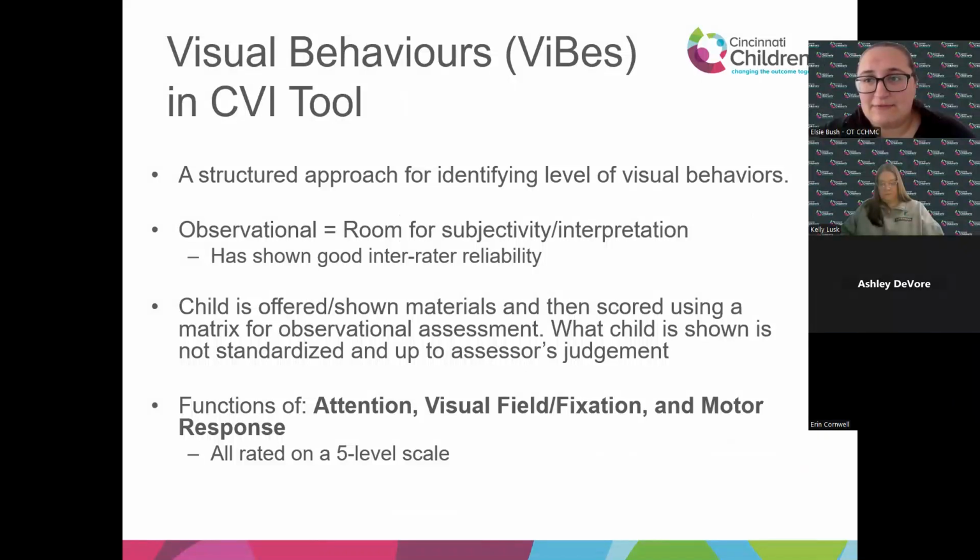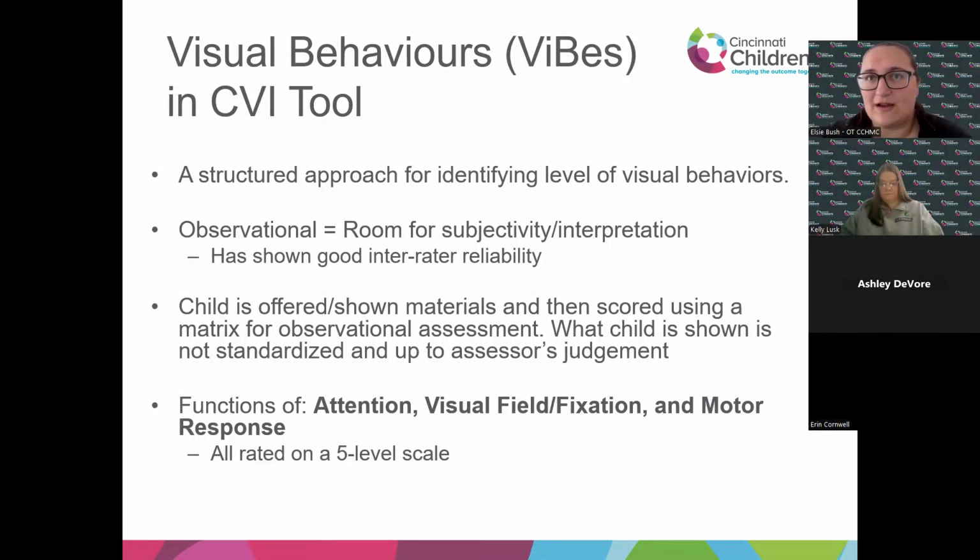So that's the CVI range. And I think that's one that's often talked about. I feel like parents are often wanting to know, if their kid does have CVI, they hear about the CVI range fast. And that's one of the assessments they seek out. But another tool that's newer that I think from a clinical perspective is super helpful, and I've been using it in my own clinical practice, is called the Visual Behaviors Tool for CVI, or the VIBES. It is a structured approach for identifying level of visual behaviors in a child. And similar to the CVI range and the other things we've talked about, it's observational.